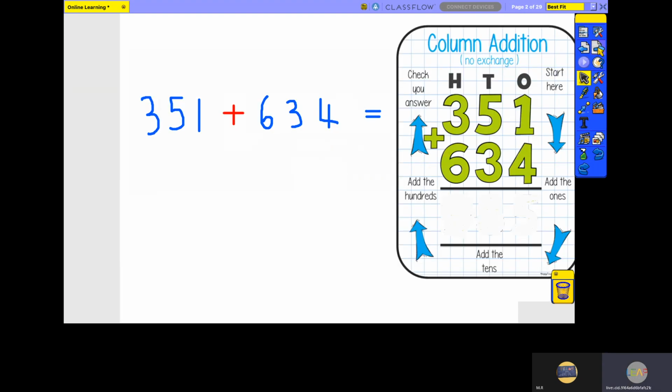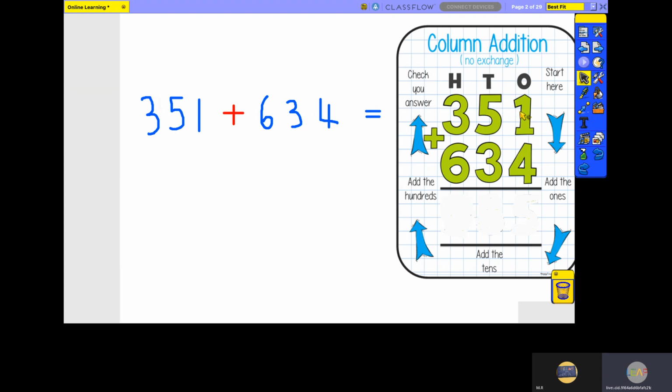Okay, let's have a look at today's topic. So we're looking at column addition today. We're going to take a basic problem such as 351 add 634, and we're going to look to put that into a suitable format via the column method. So I will show you here, I've prepared an example for you.